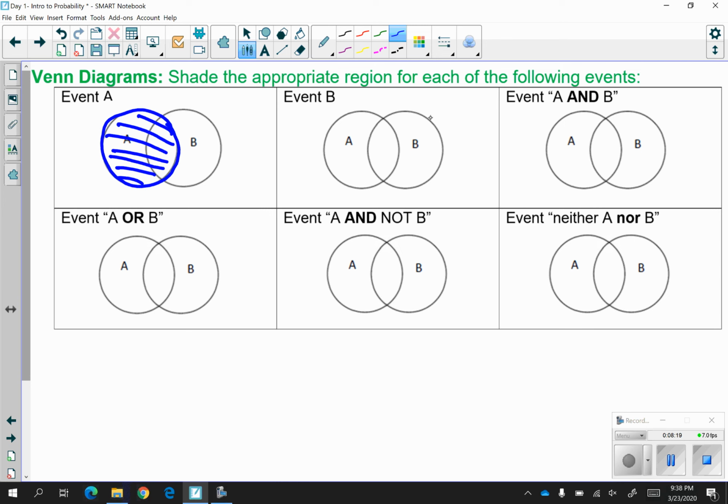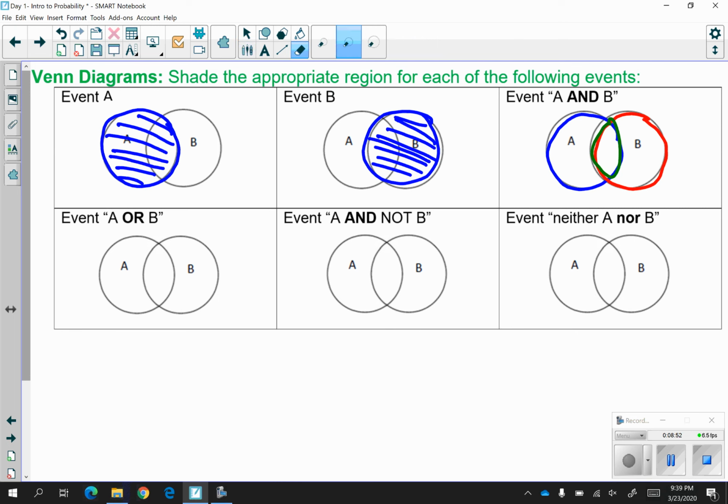Event B happening is you go to the circle of B and you shade everything in. Now, A and B means that you have to be in the circle of A and the circle of B at the same time. So if you were looking at A and then you are looking at B, these circles overlap in the center, right? So that's where your probability is for A and B at the same time, only at their intersection.